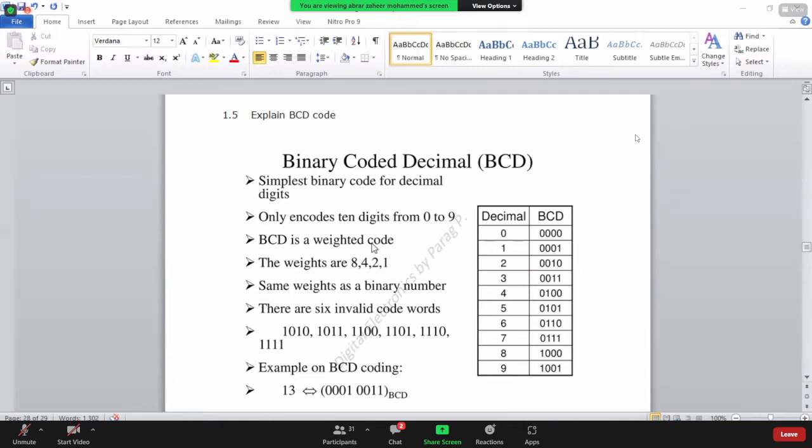An example of the BCD code for decimal 13 is 0001 0011. BCD is binary coded decimal.